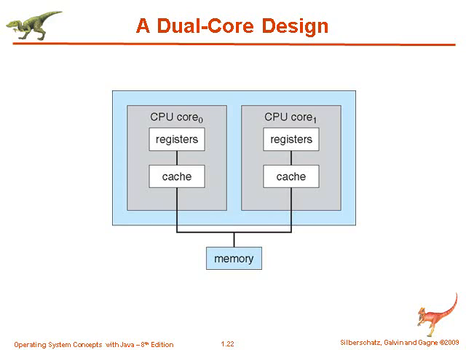Here we see a dual-core chip where two complete CPU cores and the associated cache are fabricated on one semiconductor chip. Systems with 4 or more cores are becoming increasingly popular.